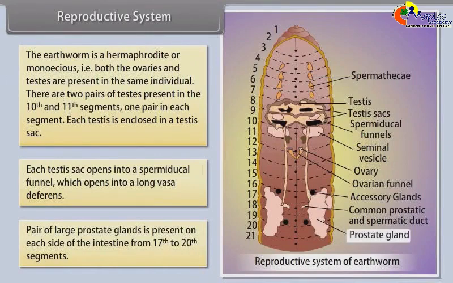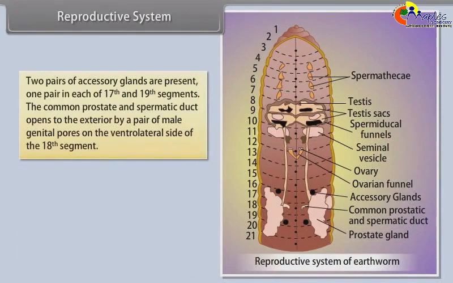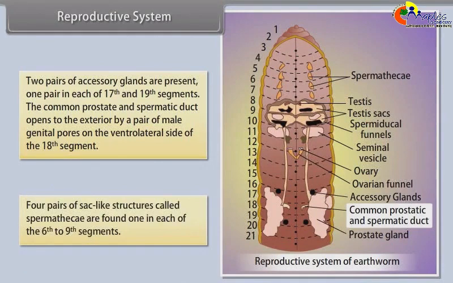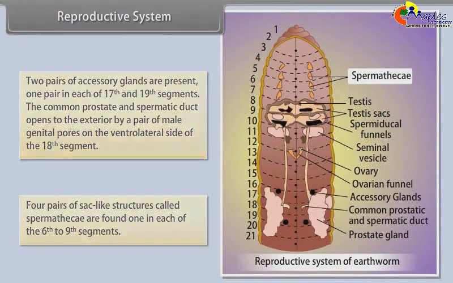A pair of large prostate glands is present on each side of the intestine from the 17th to 20th segments. 2 pairs of accessory glands are present, one pair in each of the 17th and 19th segments. The common prostate and spermatic duct opens to the exterior by a pair of male genital pores on the ventrolateral side of the 18th segment. Four pairs of sac-like structures called spermathecae are found, one in each of the 6th to 9th segments.